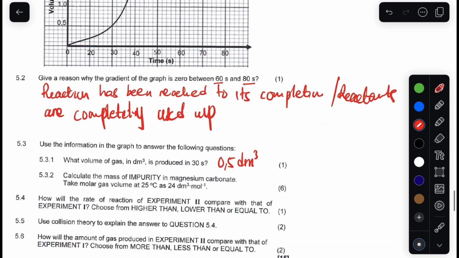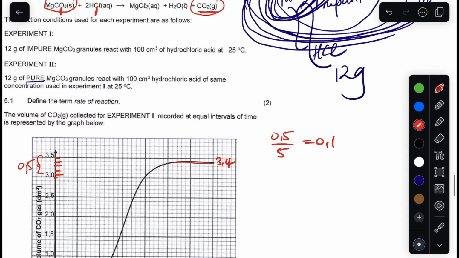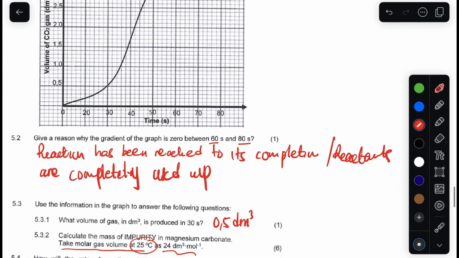I hope you get that. So that's the volume that is produced. The volume of carbon dioxide produced is 3.4 cubic decimeters. So this volume, we were told that we take the molar gas volume at 25 degrees as 24. It's more like it's at STP. So we have to convert this volume into number of moles. While converting this volume into number of moles, we'll do the mole ratio between this and this. So this carbon dioxide is produced when the pure part reacts with the hydrochloric acid. So if we have this amount that is produced, we'll get the amount of magnesium carbonate that reacted.